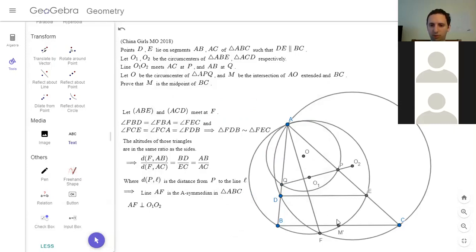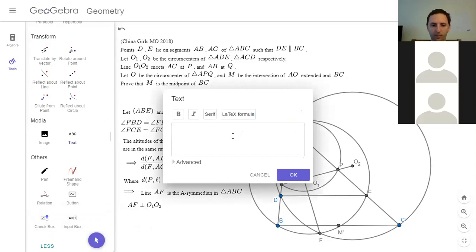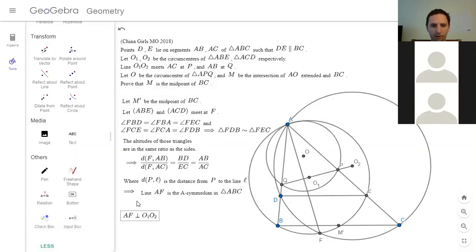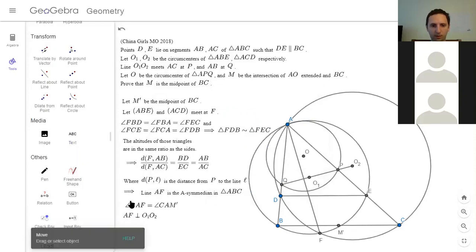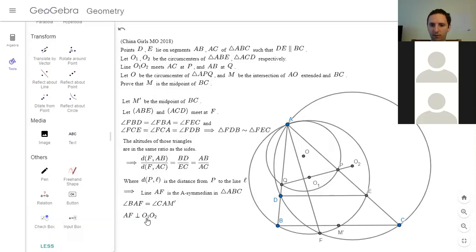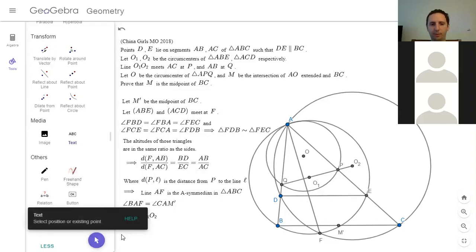And angle BAF is equal to, I'll just write up here, let M prime be the midpoint of BC. And so, actually, even before this, that means angle BAF is equal to angle CAM prime. And since AF is perpendicular to O1 O2, then basically that means AO. So we know AF and AM prime are isogonal, and also the orthocenter and the altitude are isogonal. So that pretty much proves that AO and M prime are collinear.